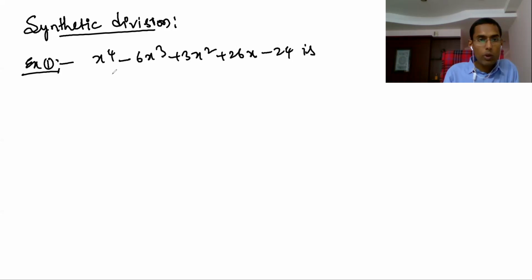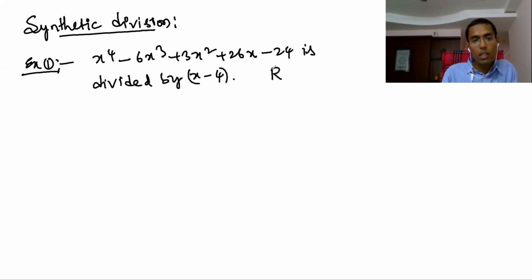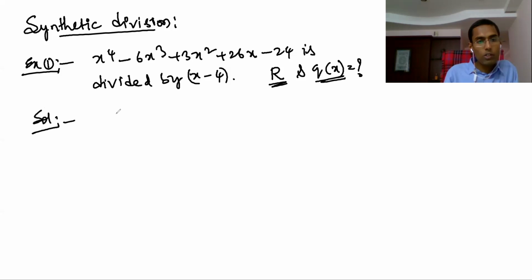is divided by x minus 4. When this is divided by x minus 4, you need to find the remainder and quotient. The remainder I'm writing as r, and the quotient I'm writing as q of x. So what is synthetic division? Synthetic division is a short method to find the quotient and remainder when this is divided by x minus 4.